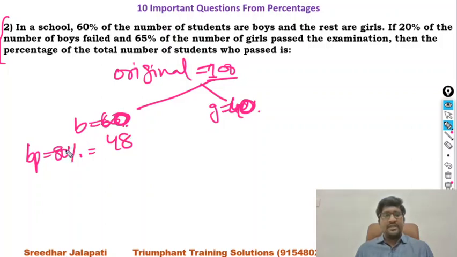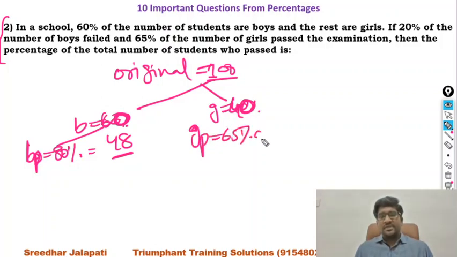Because how do you calculate 80% of 60? 8 6s are 48, 0 0 get cancelled. So 48 boys passed. BP means boys passed. Whereas 65% of the girls passed. So girls passed, GP, is equal to 65% of 40, which is equal to 26.